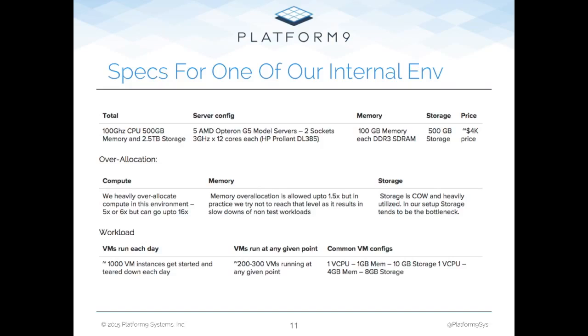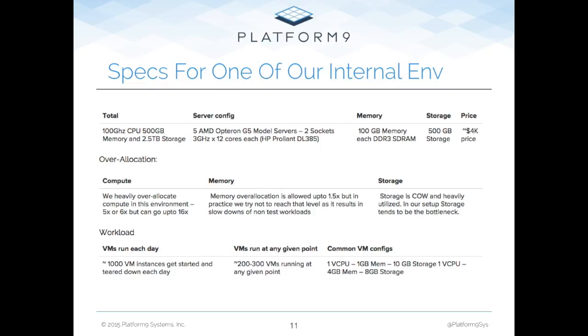Couple of them are 2-socket with 3 gigahertz and 12 cores each, and a couple of them have a slightly different configuration. Each server is equipped with 100 gigabytes of DDR3 SDRAM memory and about 500 gigabytes of storage, and they cost us about $4K per server. In terms of over allocation ratios, we heavily over allocate on compute because that rarely tends to be a bottleneck in our environments, and this typically tends to be true in most environments. On an average, compute tends to be 5x or 6x over committed, but we have set it up so that it can overcommit up to 16x.